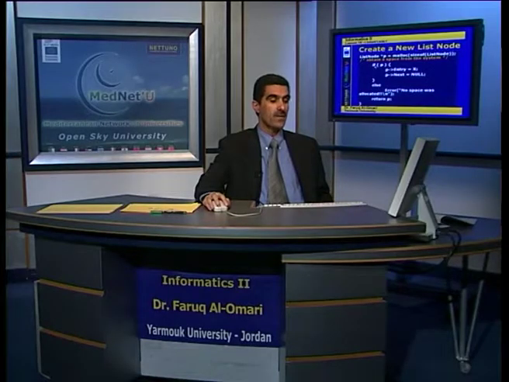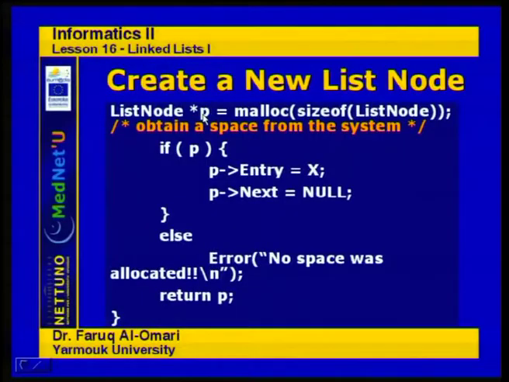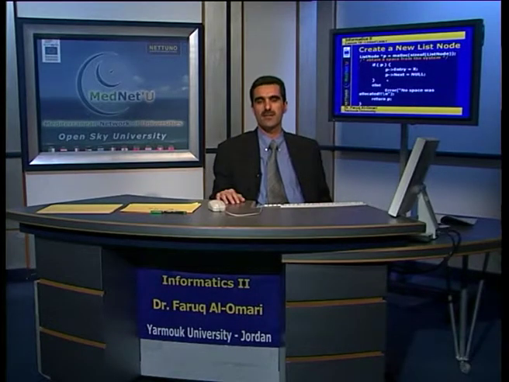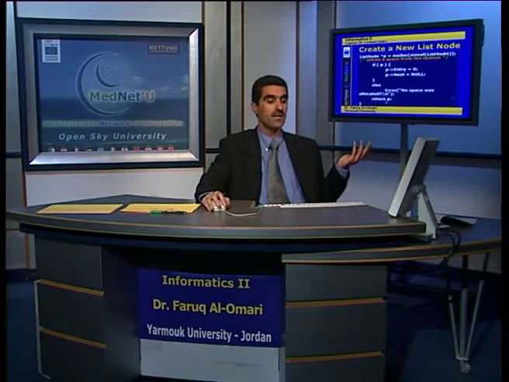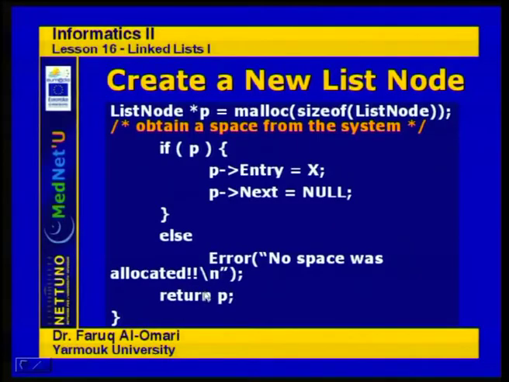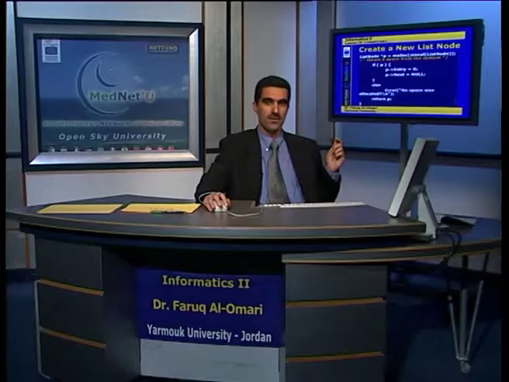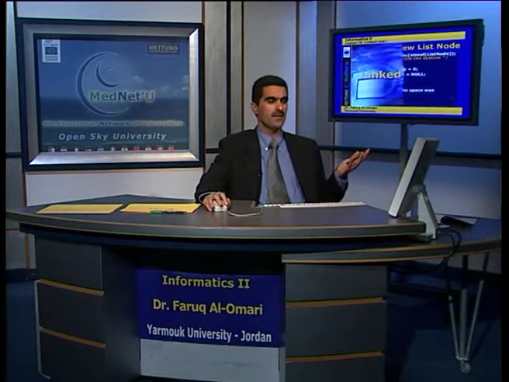Otherwise, when P equals null, that means there's not enough space in the memory to allocate for the new one, then we're just going to display an error message saying, sorry, I cannot accommodate this new customer. And that's it. Upon success, I'm going to return this pointer P. So this is my return value. It's very simple and very clear.